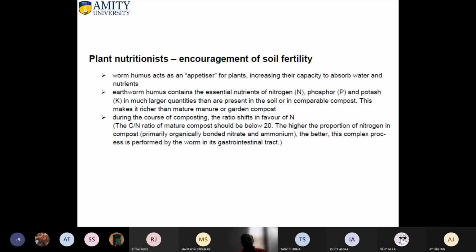During the course of composting, the ratio shifts in favor of nitrogen. The carbon and nitrogen ratio needs to be taken care of, but it's always good if nitrogen is on the higher side, not comparing it to carbon, but comparing it to the normal composting process. Here the nitrogen content is higher. That is always good. So it's always better and is easily processed by the gastrointestinal tract of the worms.